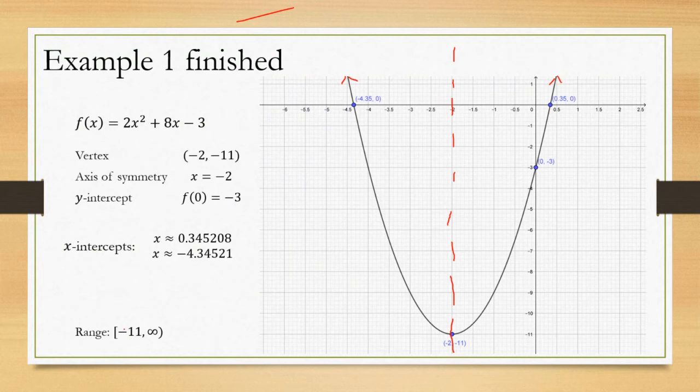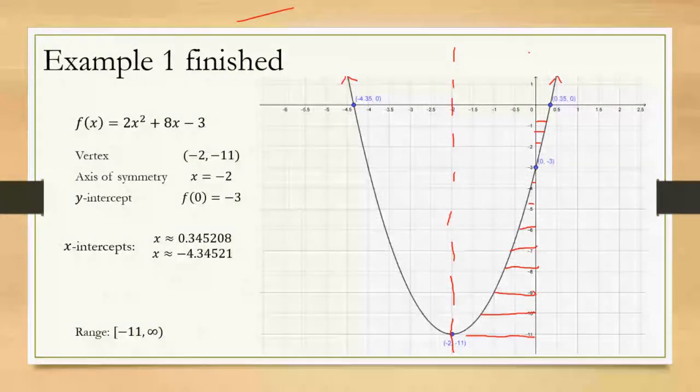And the range, as I said, is -11 to infinity. As you can see, if you use what we did just before, if you draw this horizontal line at -11, you can draw horizontal lines from the y-axis to the graph. In other words, the graph is to the left and to the right of the y-axis from -11, and it keeps on going up to infinity.